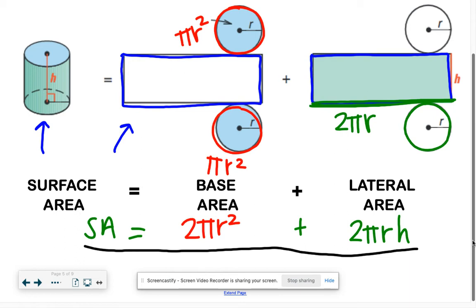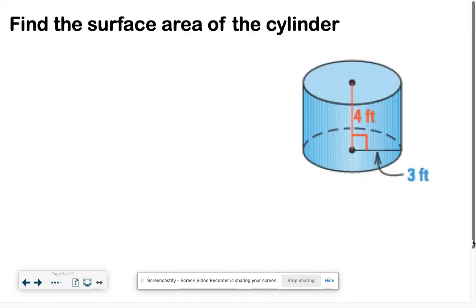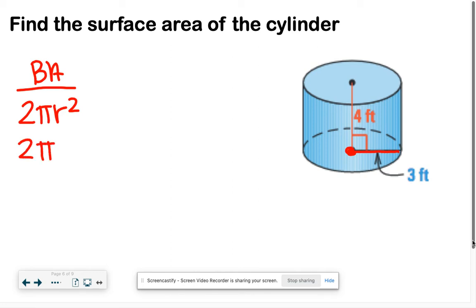Okay, let's try out an example, folks. So it says, find the surface area of the cylinder. You can do it. So let's start with our base area. Your base area is just 2 pi r squared. So let's look over here. What is our radius? Our radius would be 3. So we can just plug in 3. So 2 pi 3 squared.